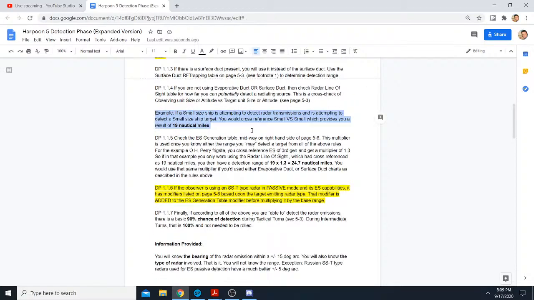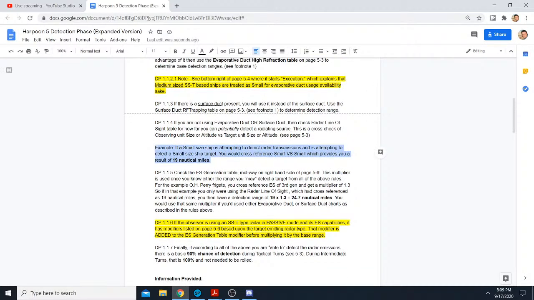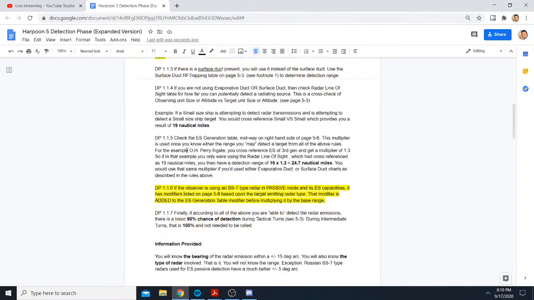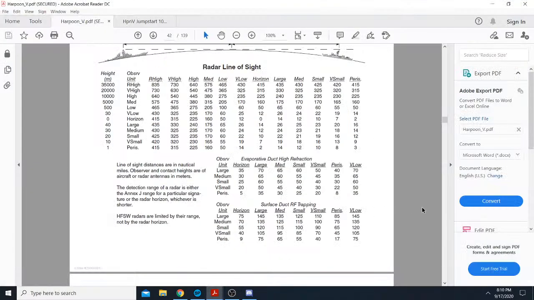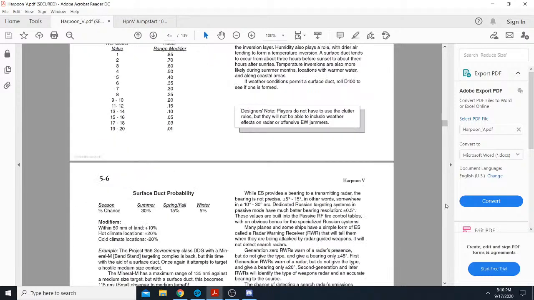So small versus small, attempting strictly radar ES versus radar without the duct, you get a 19 nautical mile. And here's the point where you check the ES generation table. It's midway on the right hand side of page 5.6. Let's take just a quick look at that.